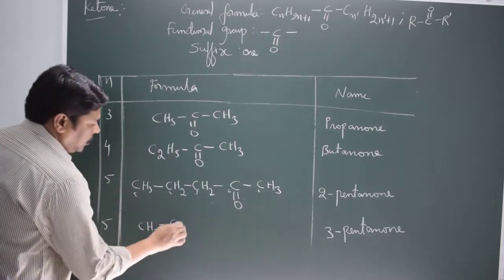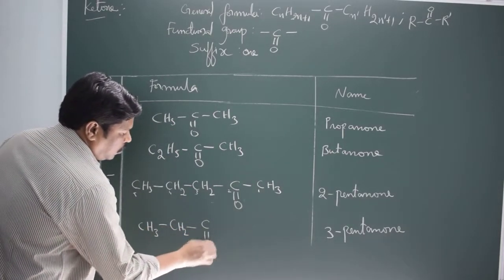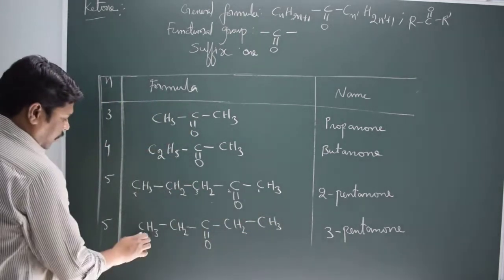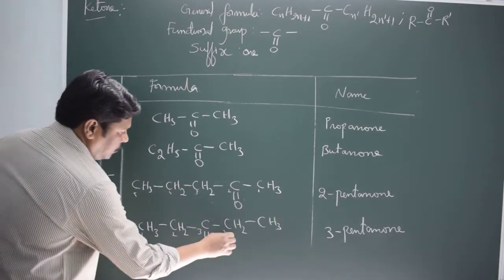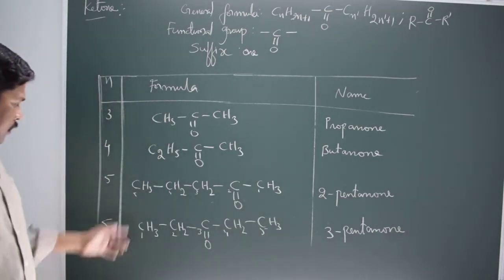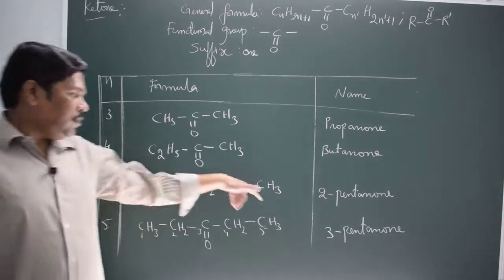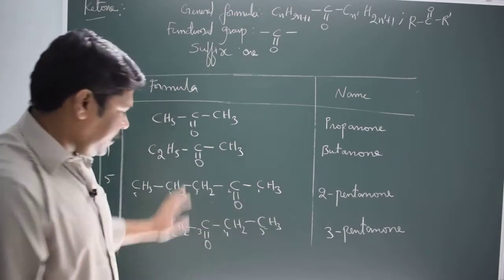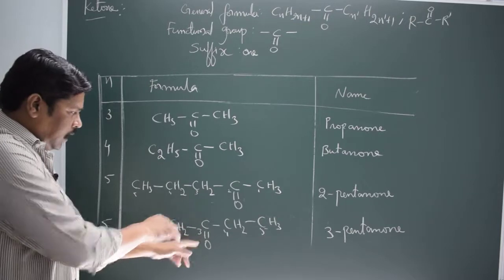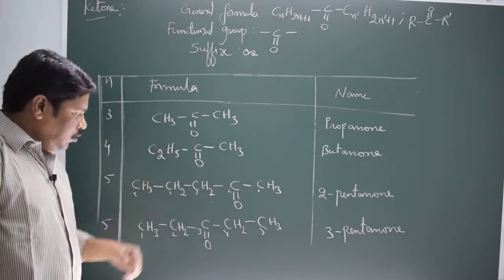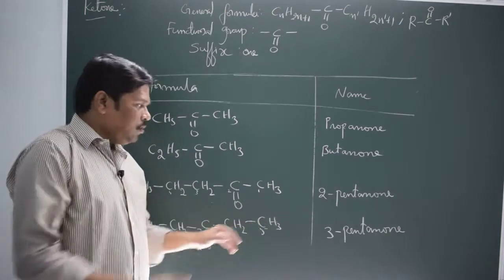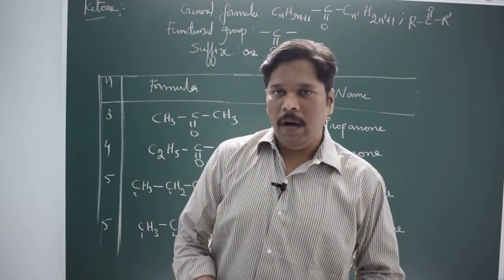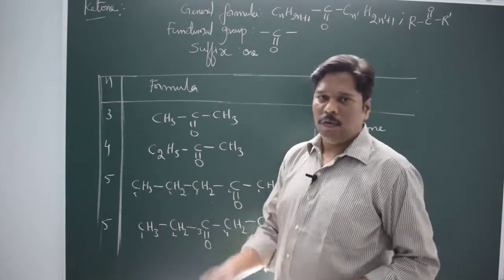CH3, CH2, C double bond O, and CH2, CH3. Very good. So wherever I count 1, 2, 3, 4, 5 carbon atoms, that's perfect. And an ethyl group C2H5 this side, C2H5 that side. So it is diethyl ketone if you are taking the common name. Right now we don't go for common names. So for the third carbon atom you have the ketone group. There are 5 carbon atoms, so it is penta, and for the third one it is 3 pentanone. So this is about the nomenclature of the ketone group.